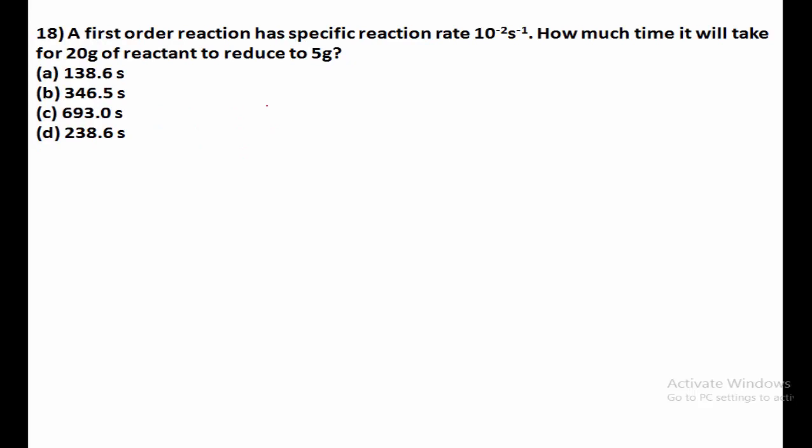Next question, 18th. A first order reaction has specific reaction rate 10 raised to minus 2 per second. How much time it will take for 20 gram of reactant to reduce to 5 gram? So simple question it is. What they have given, rate constant is given. How much it is? K is equal to 10 raised to minus 2 per second.